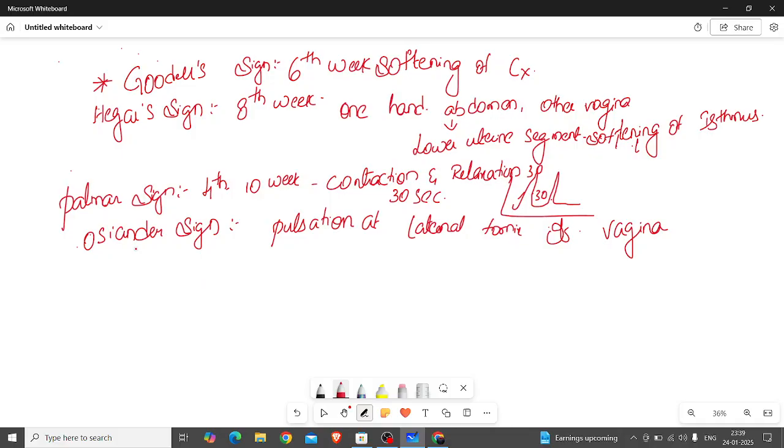In Osiander sign, what happens? There will be the pulsation at the lateral fornix of vagina, and it will be seen at about 8 weeks.